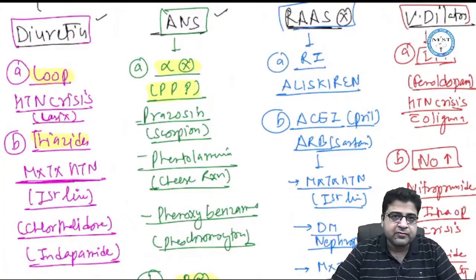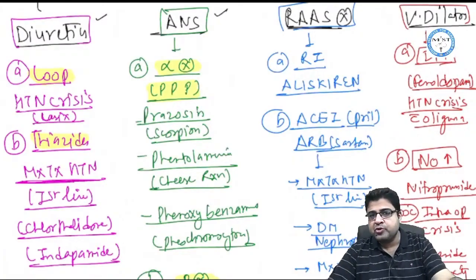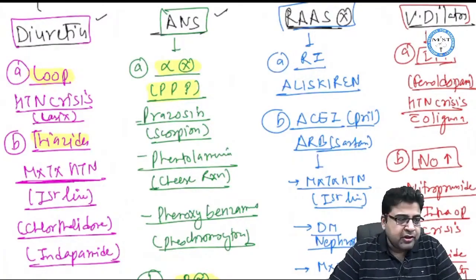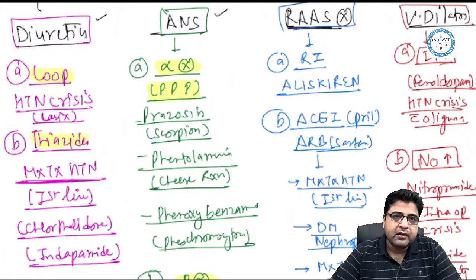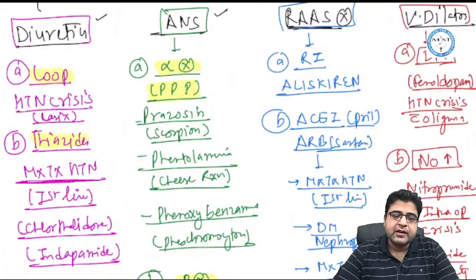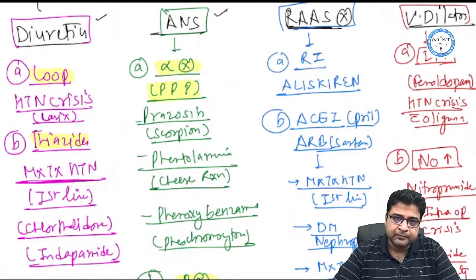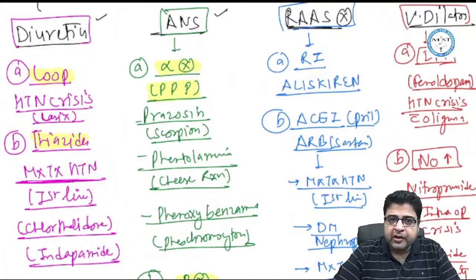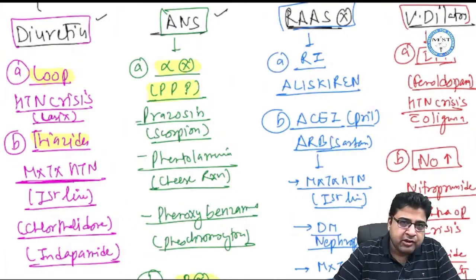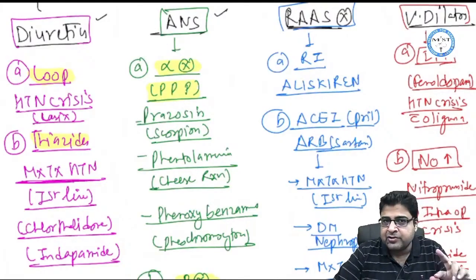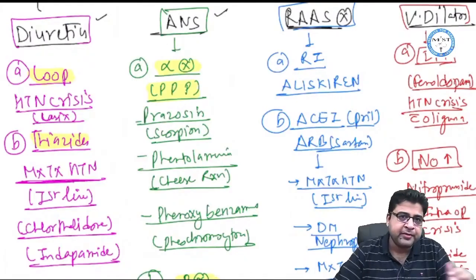Three medicines start with the alphabet P, and one was tamsulosin, if you remember. One is prazosin. It's a drug of choice for hypertensive crisis associated with scorpion sting. Second drug was phentolamine, drug of choice for cheese reaction. We discussed the mnemonic: Fenta and cheese should always be consumed together.